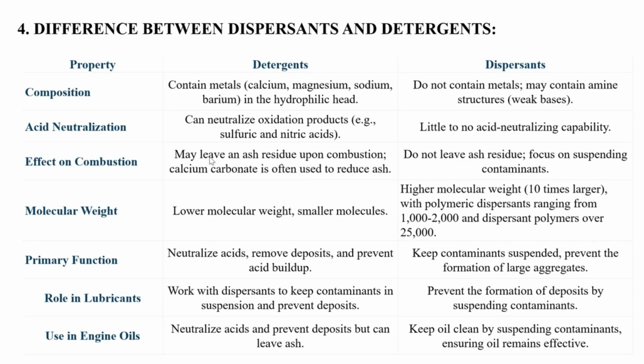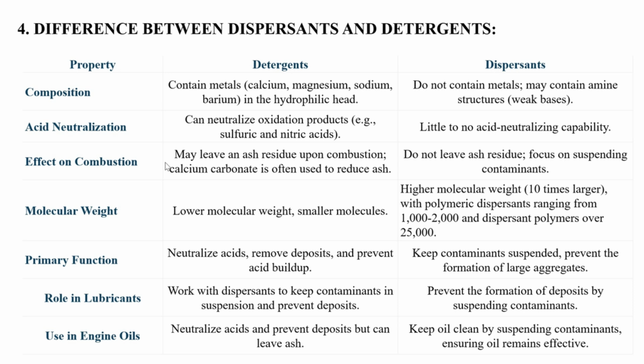What are the differences between dispersants and detergents? Composition. Detergents contain metals like calcium, magnesium, sodium, barium in the hydrophilic head. Dispersants do not contain metals, but may contain amine structures. Acid neutralization. Detergents can neutralize oxidation products, while dispersants have little to no acid neutralizing ability.